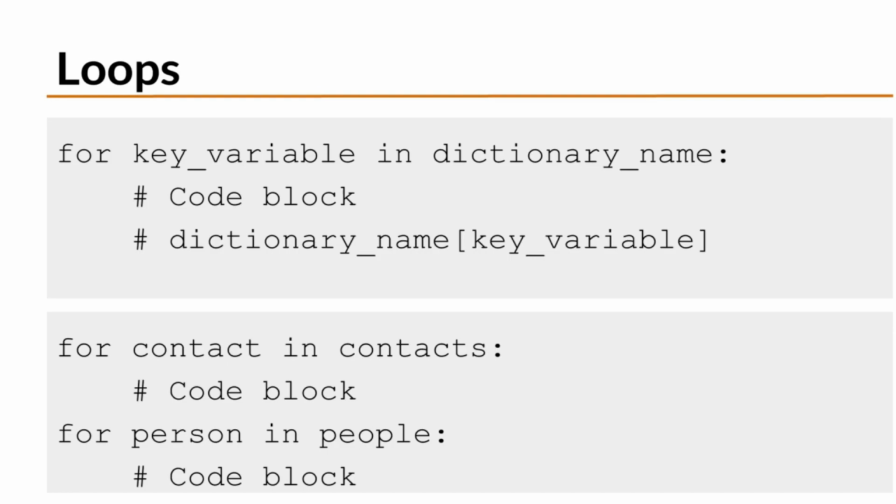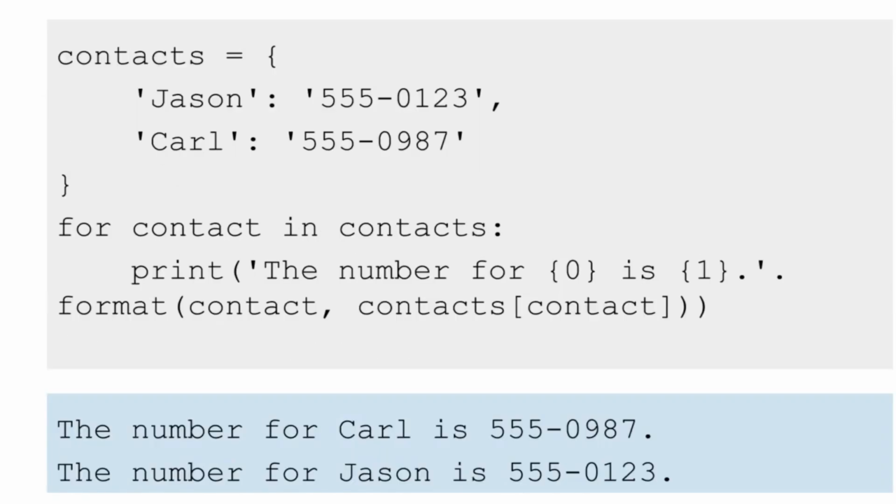Unlike lists, dictionaries are unordered. The for loop guarantees that all of the items in the dictionary will be processed. However, there is no guarantee in which order they'll be processed. In the example on your screen, we simply loop through the contacts dictionary and print out the value associated with each key.